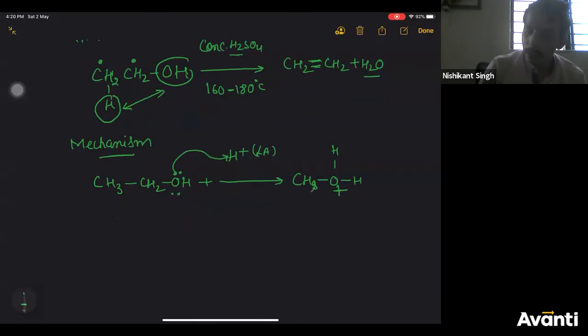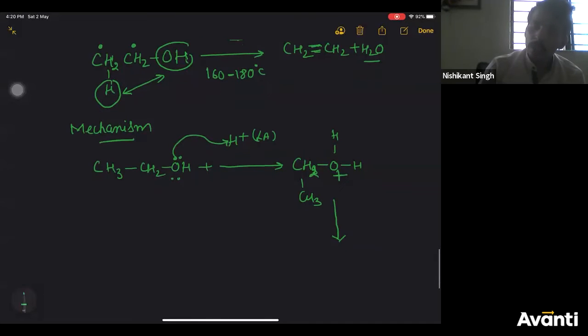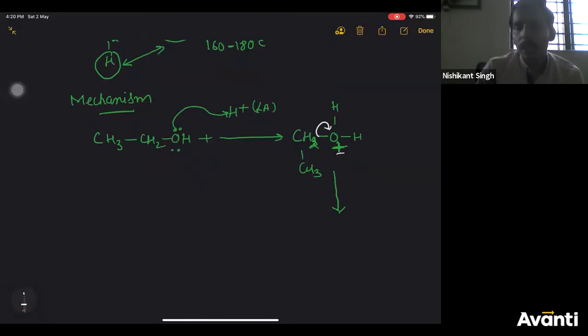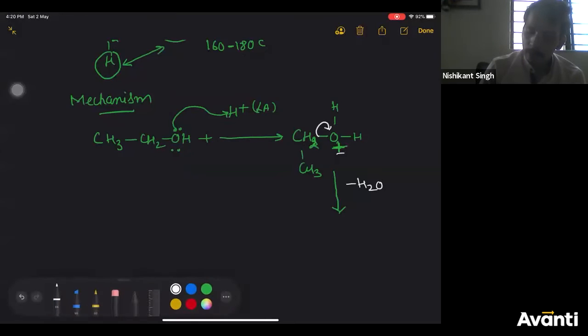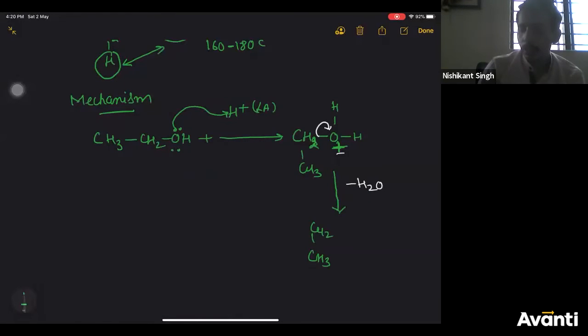There is one more carbon, CH2, CH3. Now what will happen in the next step? See carefully. Oxygen is positively charged, so how can you remove the positive charge of oxygen? If you break this bond like this, oxygen will get a negative charge, it is already having positive, so positive and negative will be neutralized. And what is eliminated? H2O. So you will get CH3CH2. Now carbon will get what charge? Positive charge. That means carbocation.